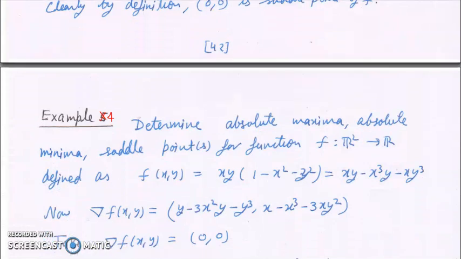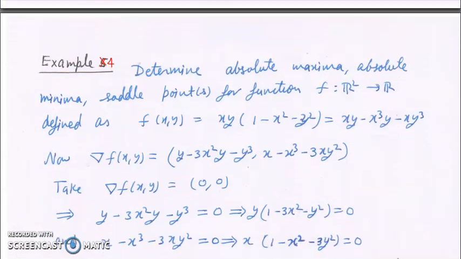Now come to the next example, example number 4. Determine absolute maxima, absolute minima, and saddle points for the function f from R2 to R defined as f(x, y) is equal to xy(1 minus x square minus y square). So we can open it and write it as xy, that is, x cube y minus xy cube.